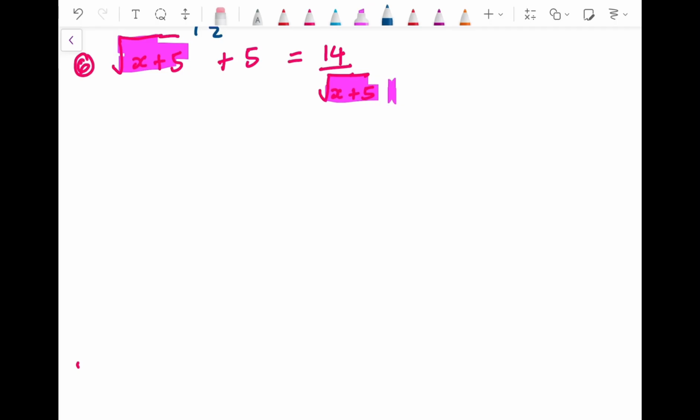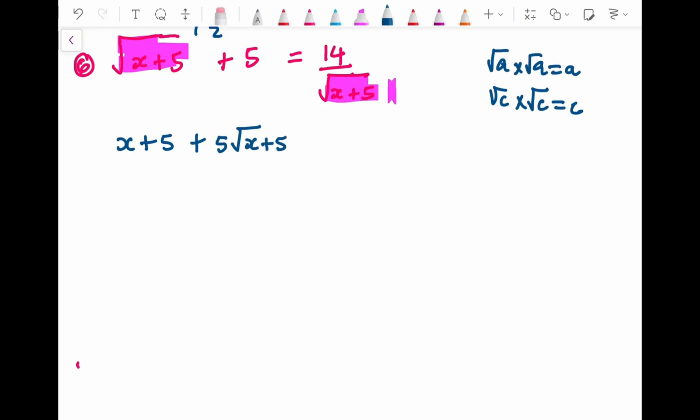Now if I multiply everything by square root of x plus 5, so square root of x plus 5 times square root of x plus 5, it will give me x plus 5. Remember I said square root of a times square root of a is always a. Square root of c times square root of c, the answer is always c. So even the square root of x plus 5 times the square root of x plus 5, the answer will be x plus 5. And then plus 5 multiplied by square root of x plus 5, it will be 5 square root of x plus 5.